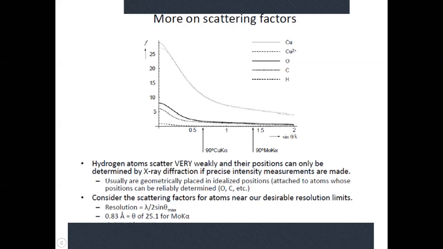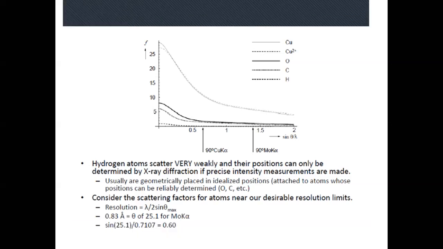And so yesterday we talked about resolution. And so with resolution, we said that for molybdenum, the resolution was about 0.83 angstroms, which is 25.1 theta, which is about 50 degrees 2 theta. And so to get the required resolution for molybdenum, it's going to be about 0.6 sine theta over lambda. So where is that? It's 0.6. That's about here. That's sine theta over lambda.